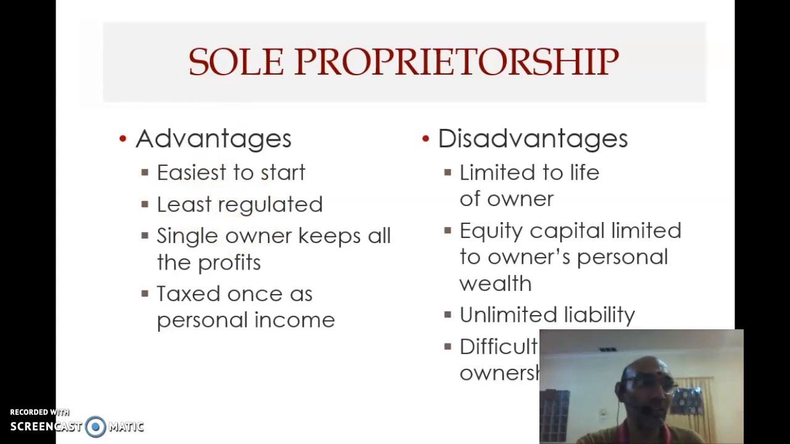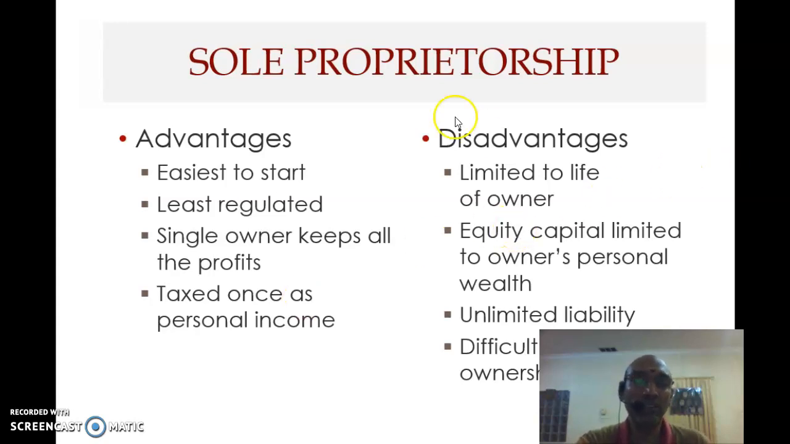There will be fewer rules to follow and things like that. Then the other advantage is that the single owner keeps all the profit. Whatever profit the business makes, it all goes to the single owner. And the other advantage is that it's taxed only once, and you'll see that is an advantage compared to another type of business, where you may be taxed twice for the same income. With a sole proprietorship, you are only taxed once, meaning the individual is taxed, but the business is not taxed. That's the idea behind the taxation of sole proprietorship.